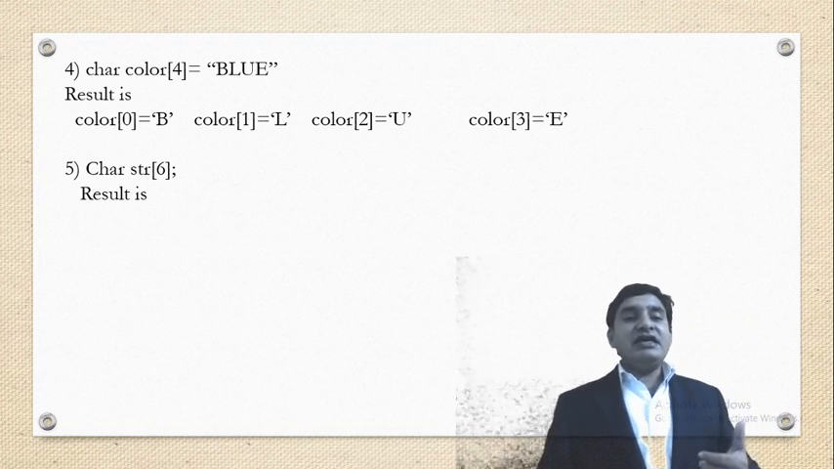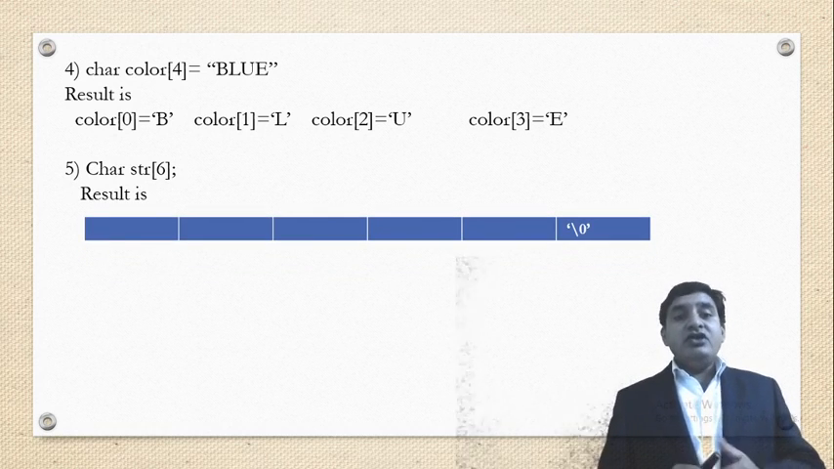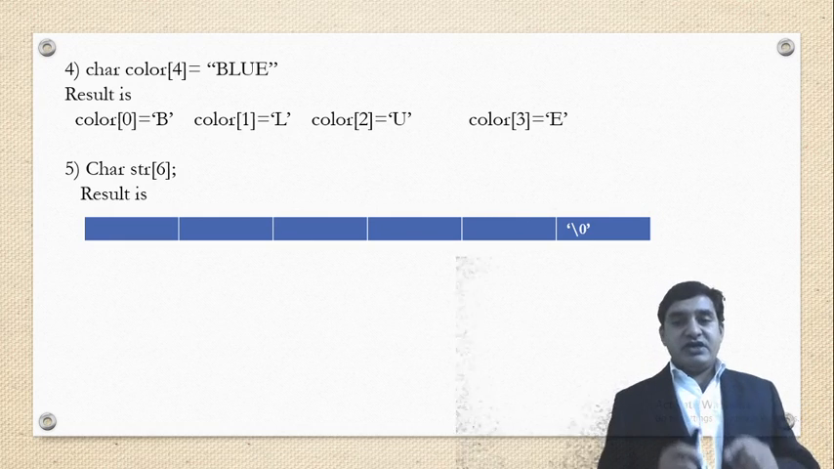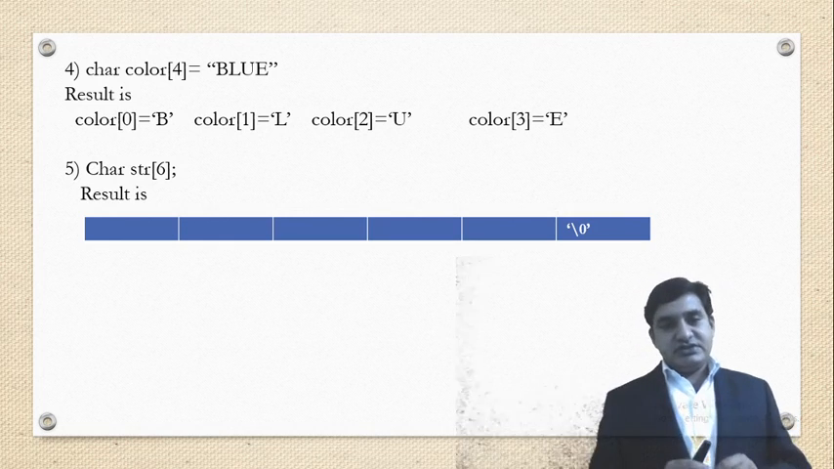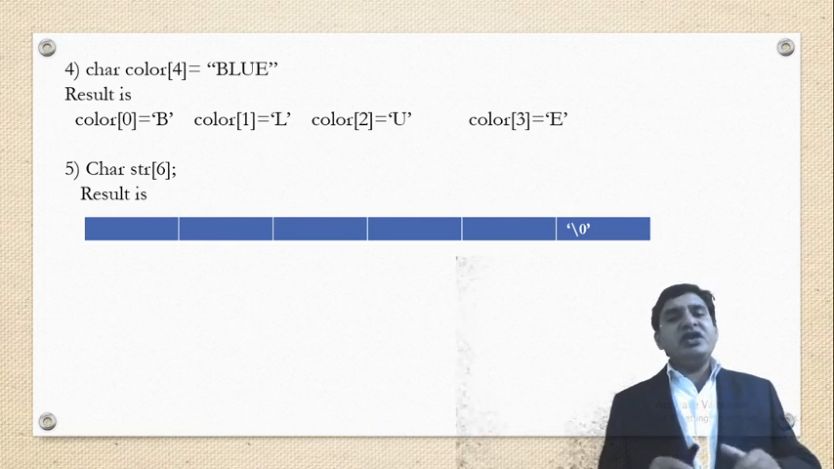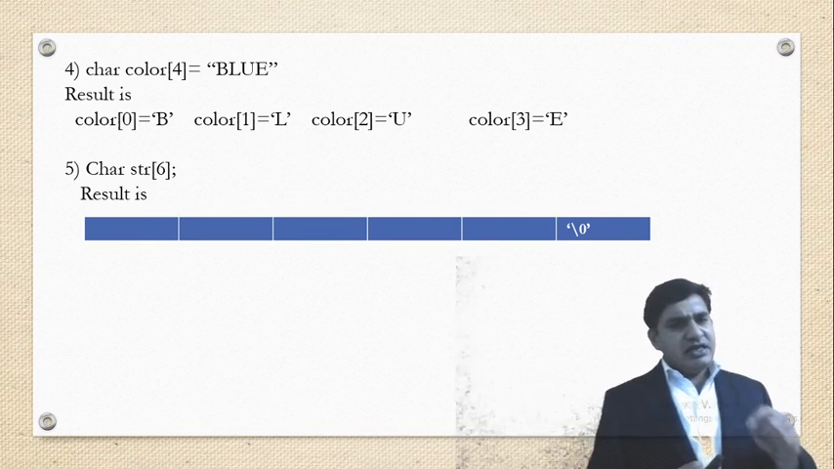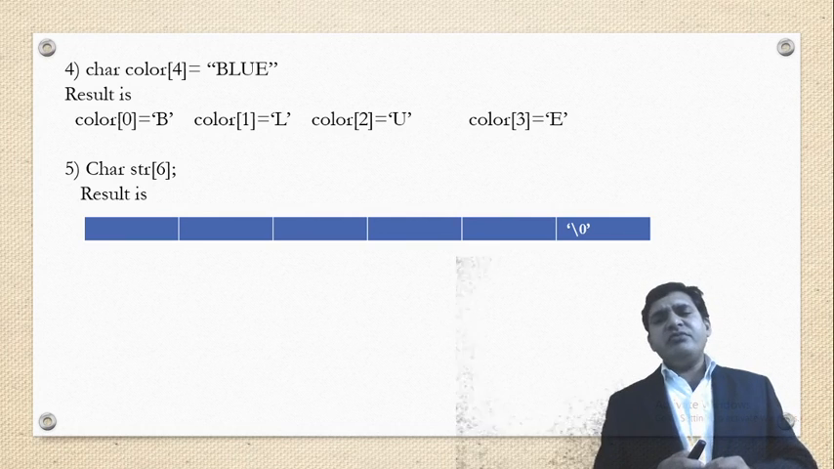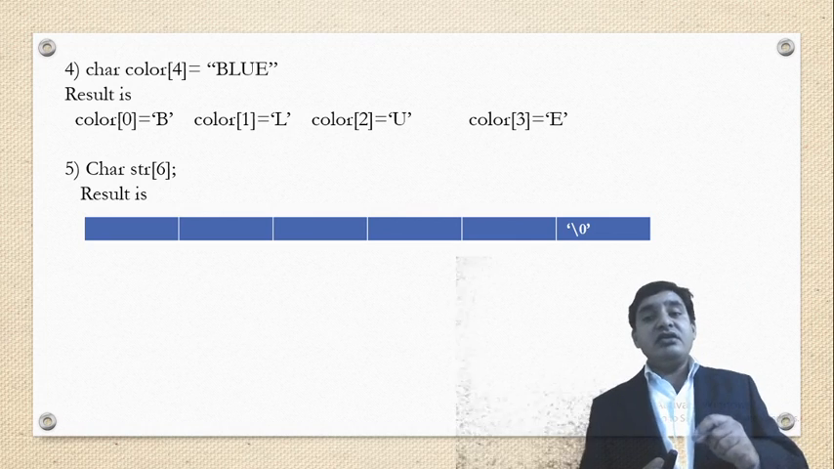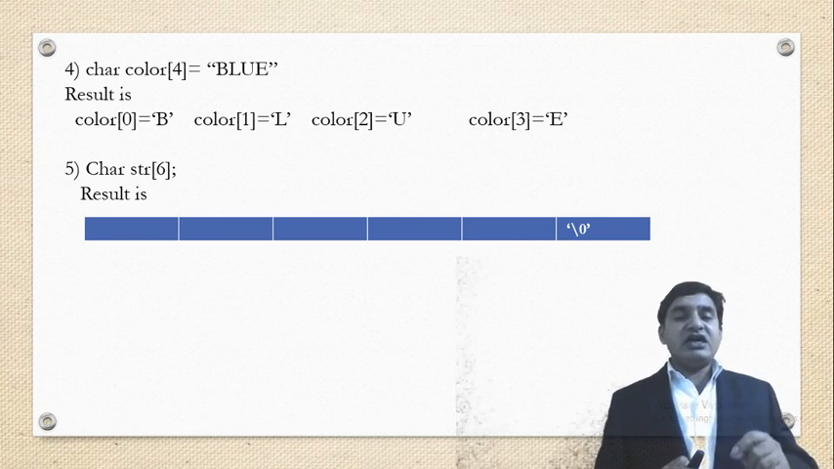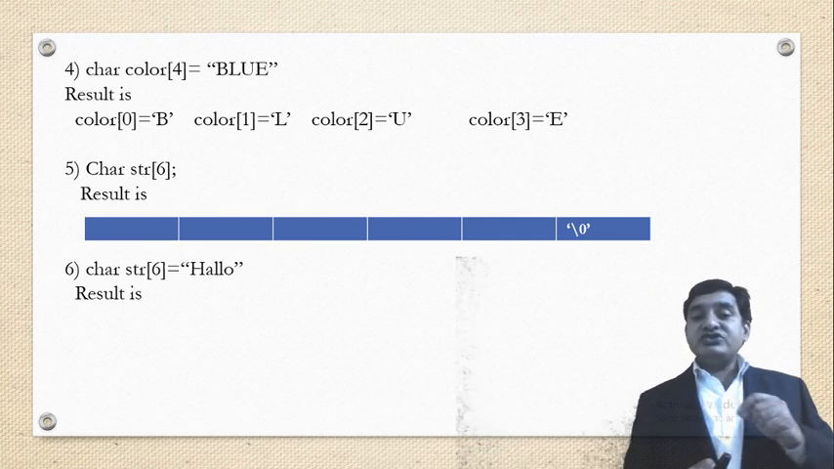Next is char string[6]. Here no element is given, but the size of the array is 6. So it consists of 6 array elements, and the last array element is considered as the null character, that is \0.